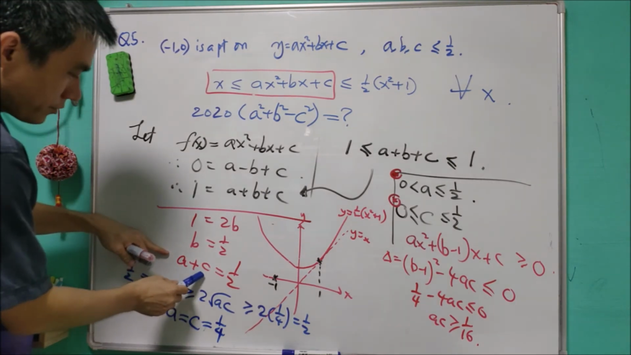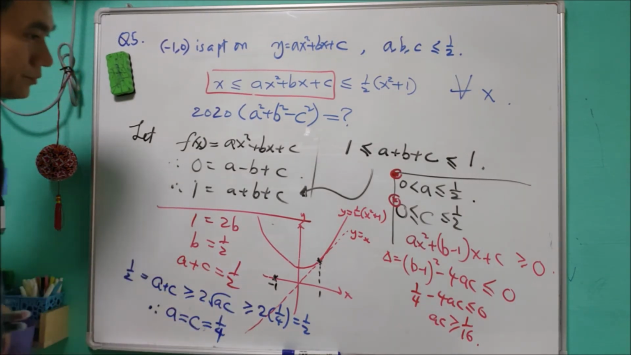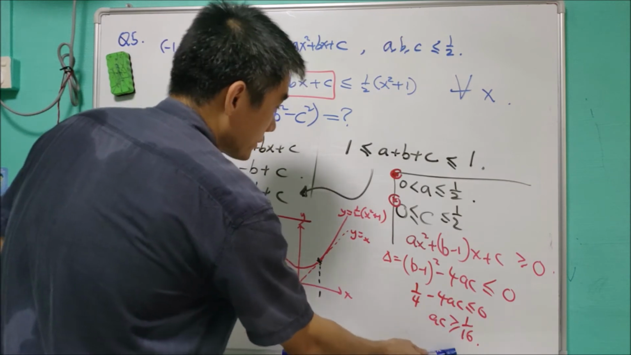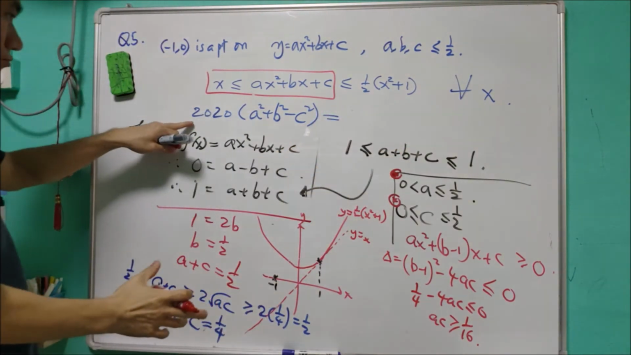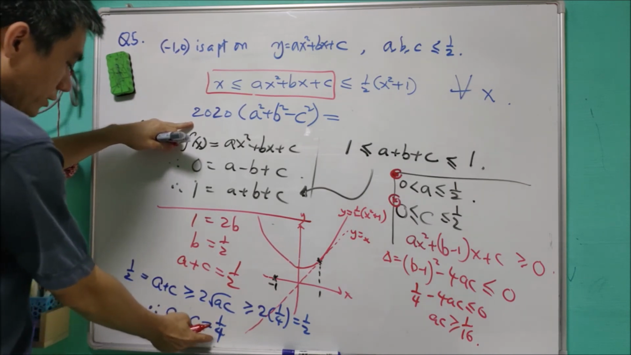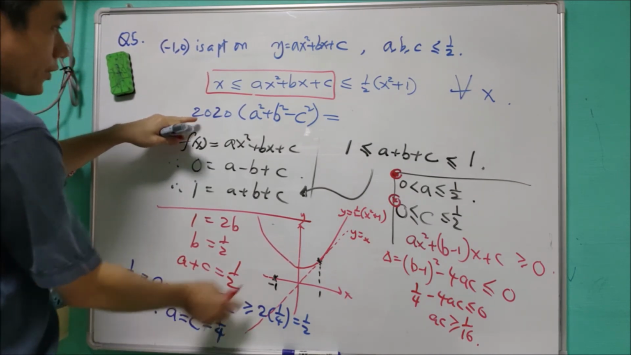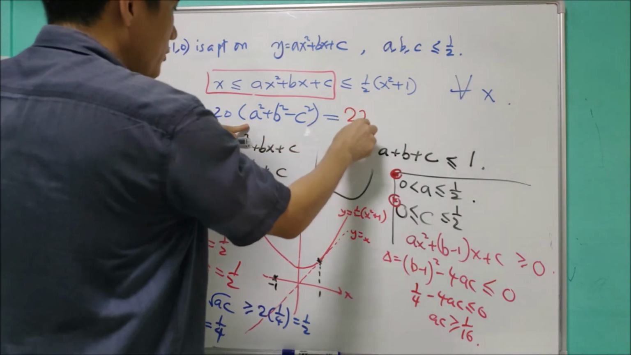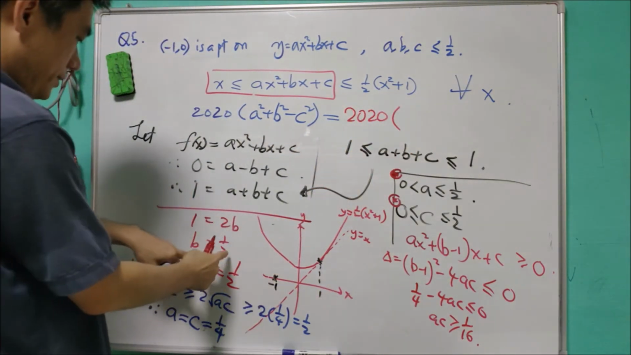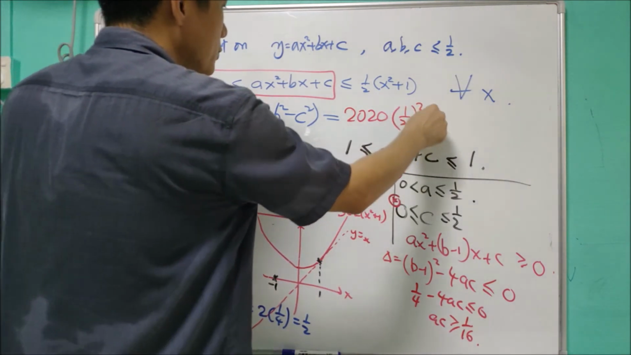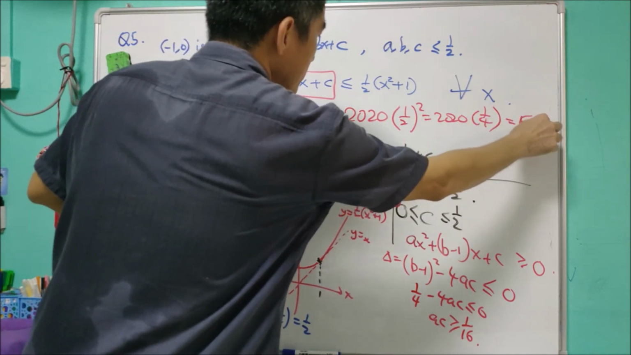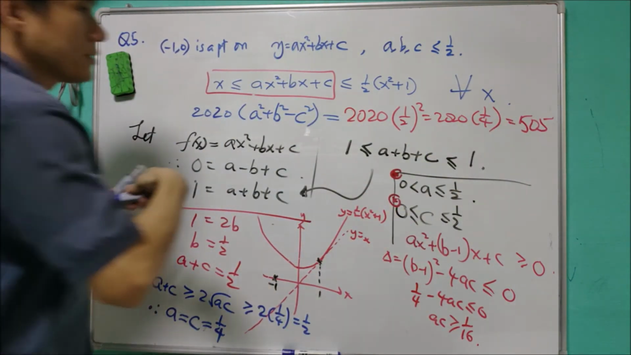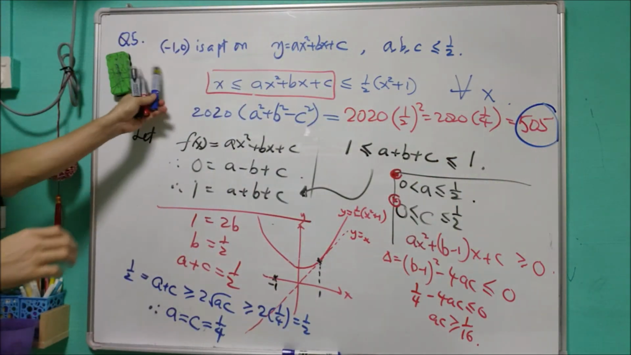So 1 over 4 plus 1 over 4 equals 1 over 2, and 1 over 4 times 1 over 4 equals 1 over 16. So this is the value. Now we can calculate the value here. A and c equal 1 over 4, so a squared would be equal to c squared. So this will cancel off, and we have only the b squared. b is equal to 1 over 2, so half squared. Half squared is equal to 1 over 4, so this will be 505. As such, 505 is the answer for question 5.